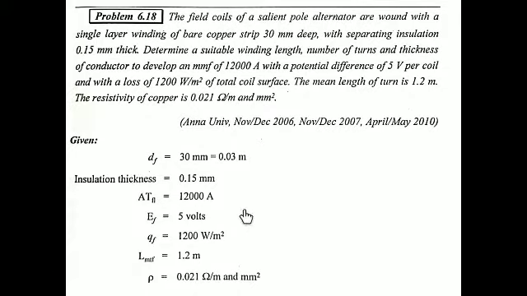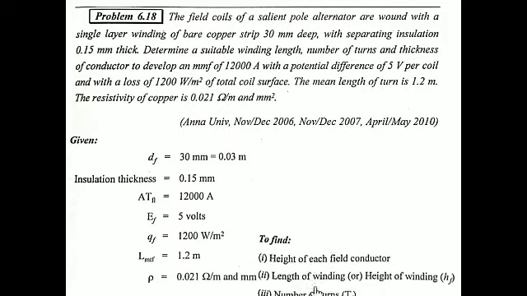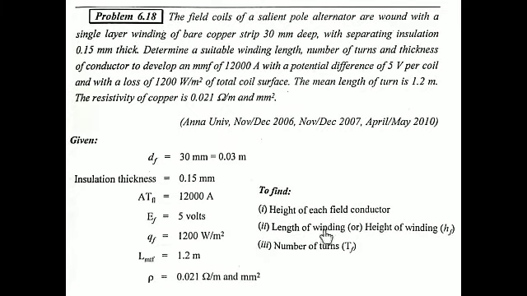So these are all the things we have. By using these, we need to calculate a few data: the height of the field conductor, length of the winding, height of the winding, and number of turns. So it is a repeatedly asked one, so just consider to solve. Once again I repeat, before executing this problem, just study all the procedures in field winding design. Then only this problem is easy to understand. So go with the problem.